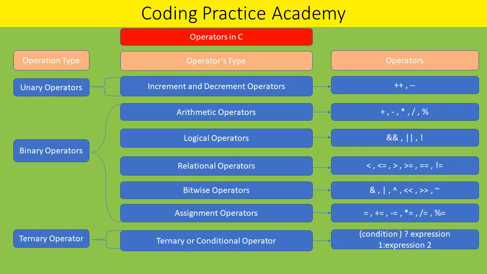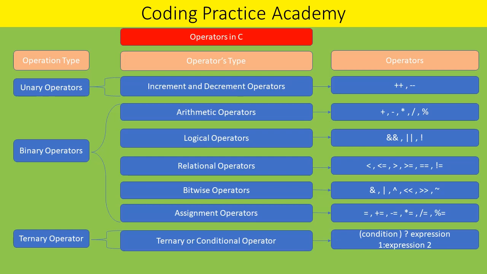Bitwise operators, the symbols are and, or, exclusive or XOR, left shift, right shift, and one's complement, that is not. Assignment operators: equals to, plus equals to, minus equals to, multiply equals to, divide equals to, and modulo divide equals to.